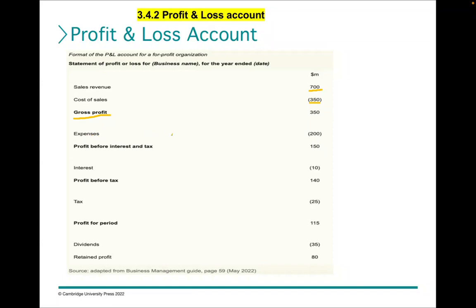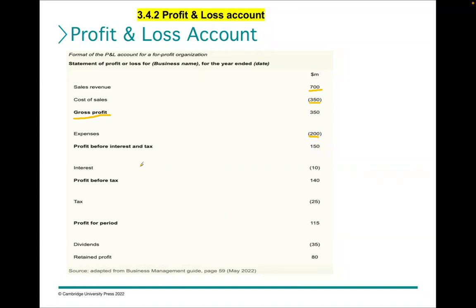Expenses are different things, like could be traveling, could be food, could be various things. Expenses need to also come out because they're immediate. So that's 200 million coming out. As you can see, brackets means minus. Started off with money coming in, 350 out leaves you 350. So 350 minus another 200 for expenses, which are various costs, leaves you with money for profit before tax and interest, which is 150 million.